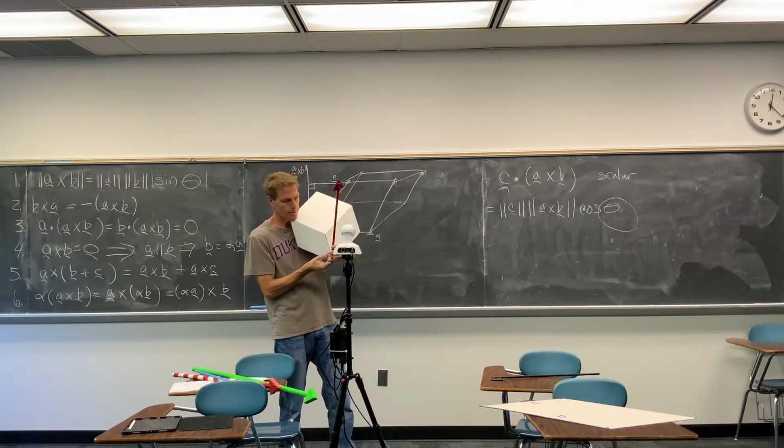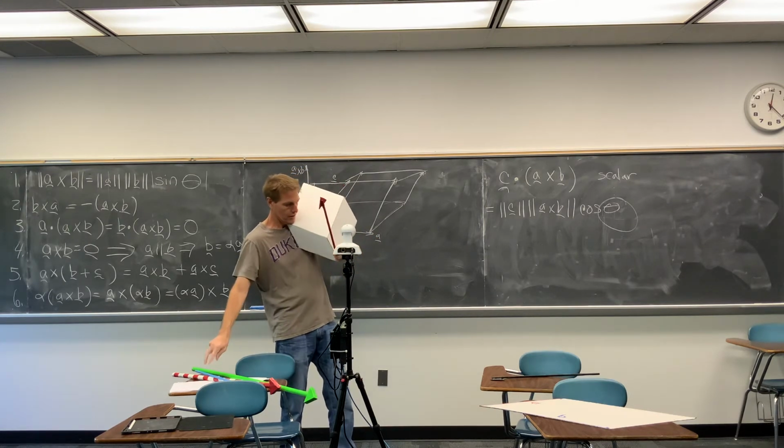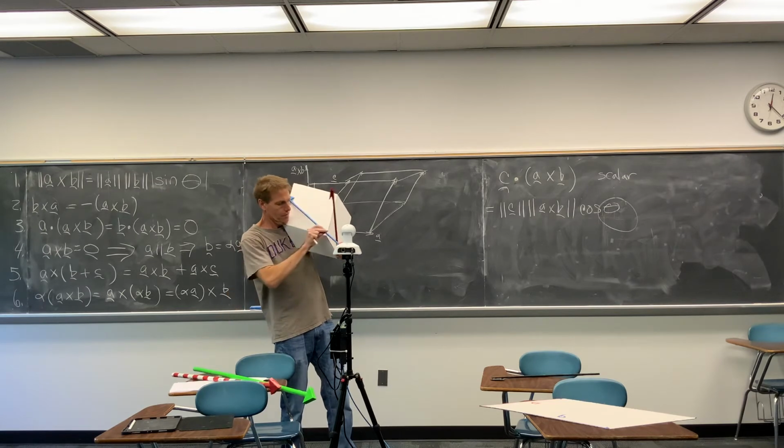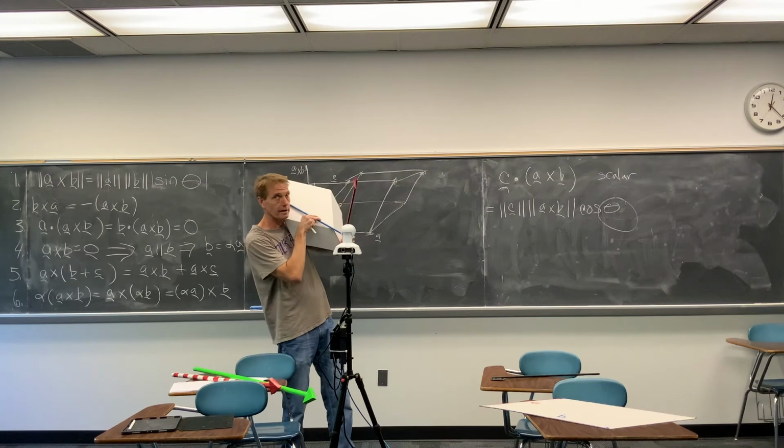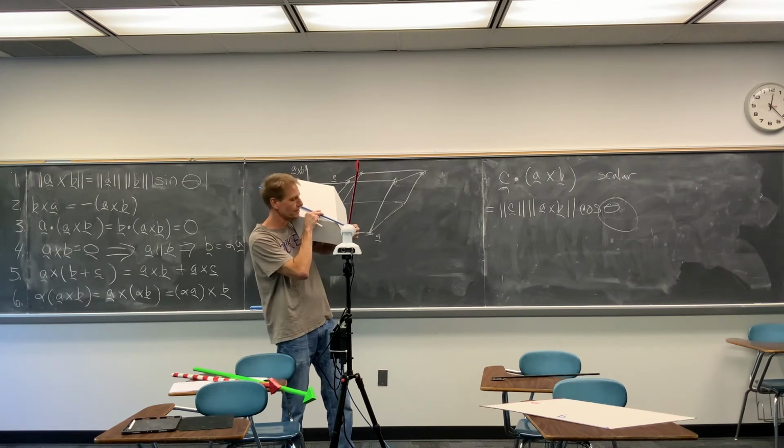So I've got my cross product vector. And I'm looking at this right triangle which I just created with this blue thing, and I want the distance from where my hand is, from there to there.